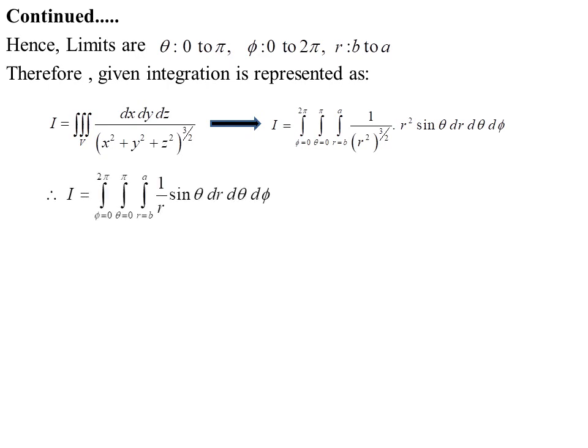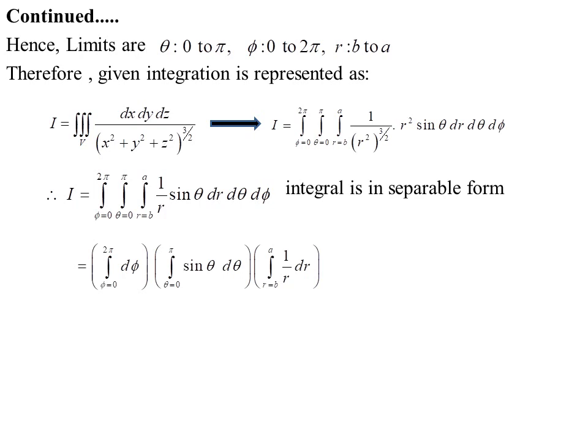Now you can observe here the integrands are separable and limits are constant. So we can separate out the integrations here in this way. First bracket, integration phi from 0 to 2 pi into d phi, second bracket, integration 0 to pi sin theta d theta, and third bracket, integration B to A 1 upon R dr.